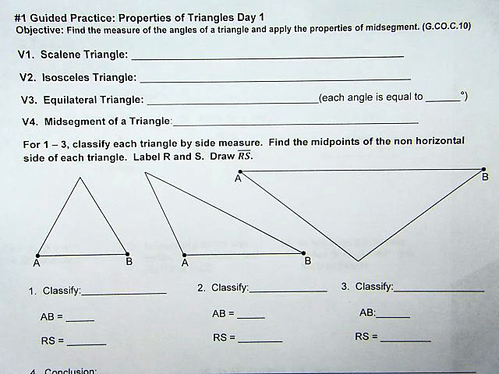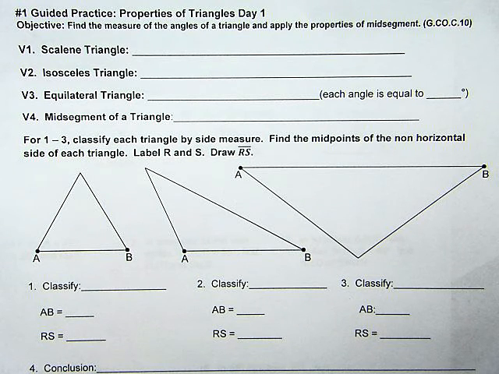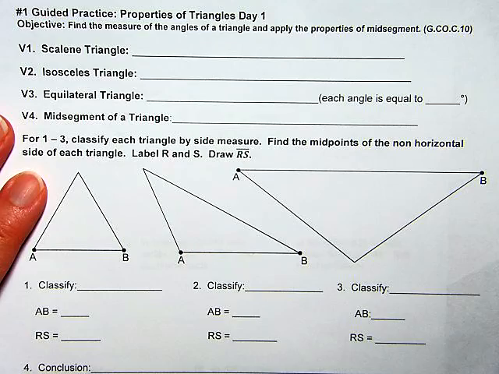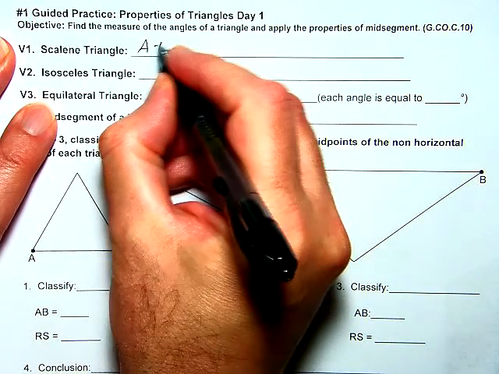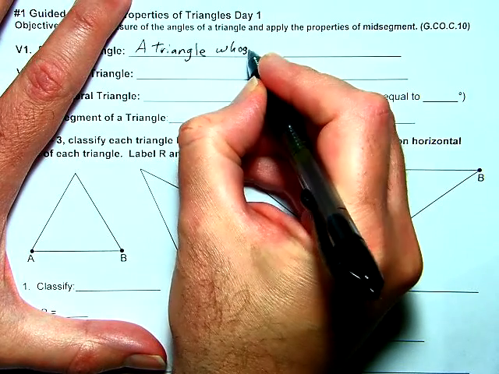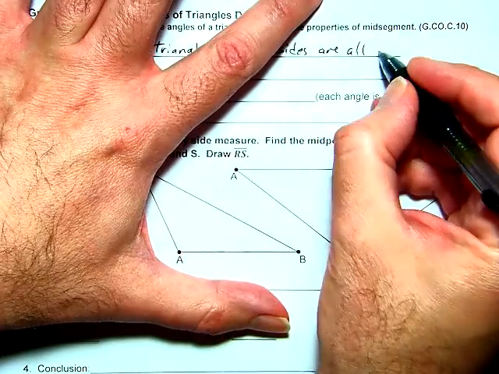So you may have learned some of this before, and some of this vocabulary may be familiar to you, and then again, maybe some of it is new. But let's review or learn some terms that we use when we talk about triangles. A scalene triangle is a triangle whose three sides are all of different length.